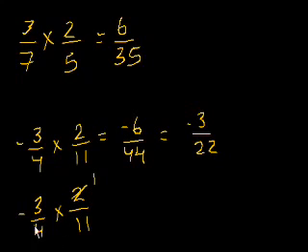So 2 becomes 1, and 4 becomes 2, and then our answer becomes -3/22, right? -3 times 1 is -3. 2 times 11 is 22. Let's do another one right here.